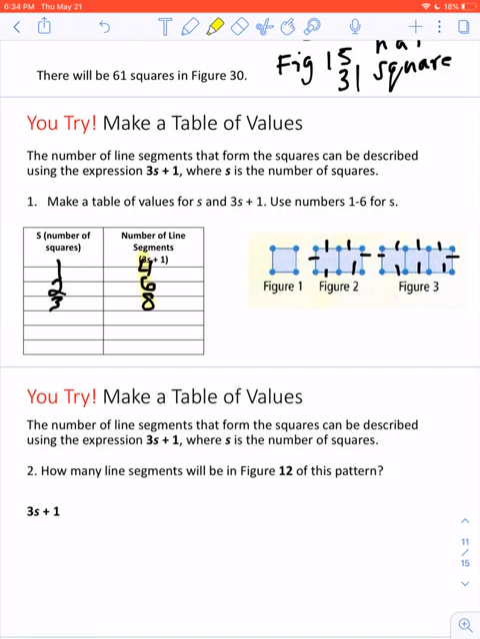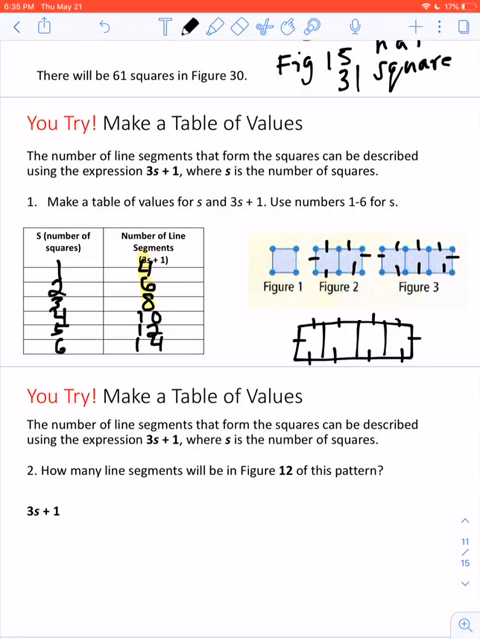If you're not sure, draw the next one. Never a problem to do that. So here's 4. So there's 4 squares. How many line segments? 1, 2, 3, 4, 5, 6, 7, 8, 9, 10. Okay, well now I'm confident. The number of line segments goes up by 2 each time. I can see that pattern there. Okay, so I know that figure 5 is going to have 12 and figure 6 is going to have 14. That's great. That's perfect. I've got my table.